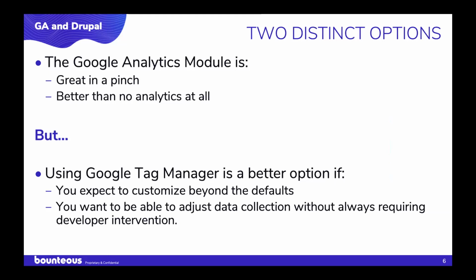But what we're going to focus on today is the alternative of using Google Tag Manager, which provides some potential benefits. It's probably going to be a better choice if you expect to customize beyond the defaults, do any tracking that's really specific to your site, do event tracking, things like that. And we'll talk about why. It's also going to open up options as far as data collection being adjusted, or things updated around marketing campaigns without developer intervention. It's going to require less custom code changes. So there's potentially some advantages there.